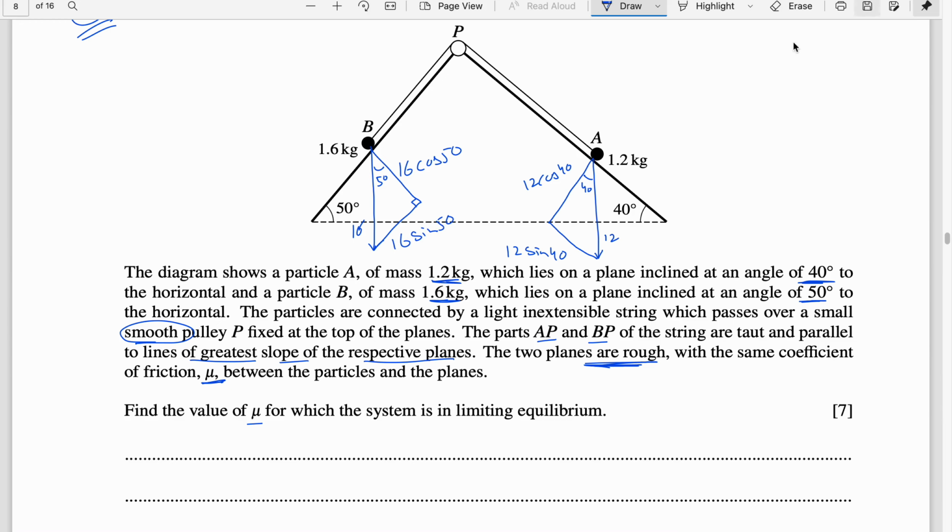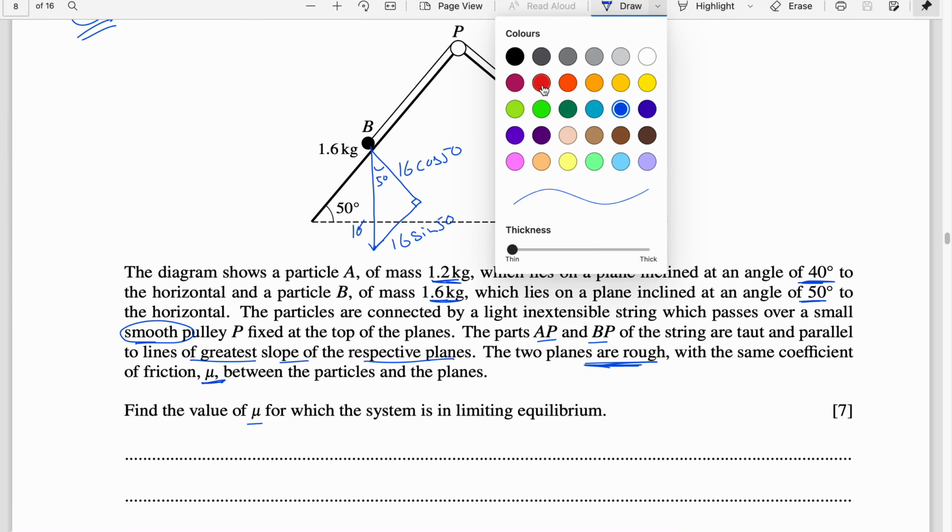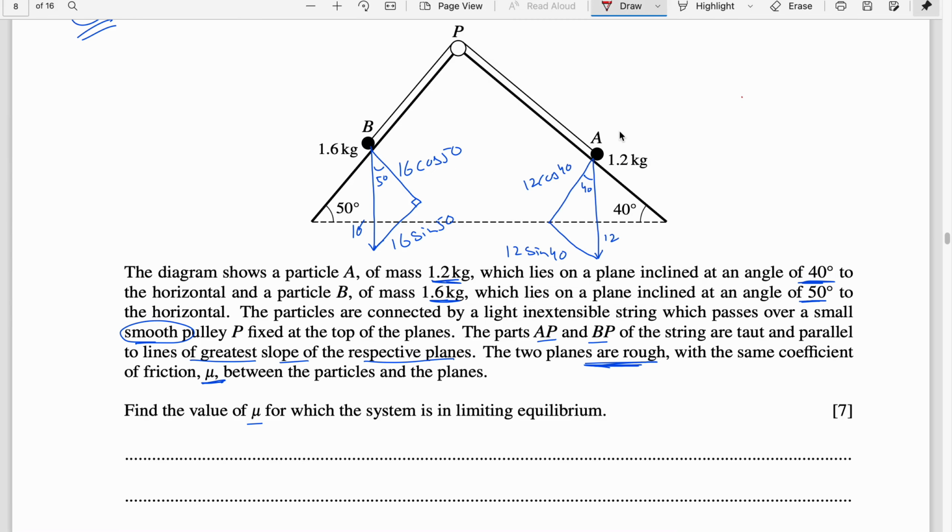Apart from these, we know that we have friction and it is in limiting equilibrium. So I am taking B as moving down as it is heavier and A as moving up. So if A is moving up, friction would be against the motion, and this is friction. This is the direction of tension. In B, this is the direction of tension and it is moving down. If it is moving down, friction would be upwards.